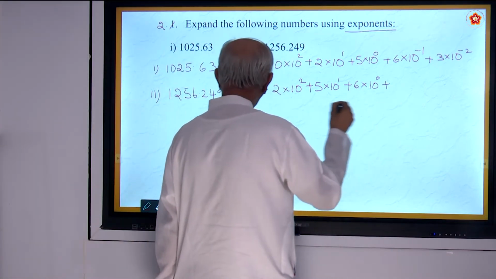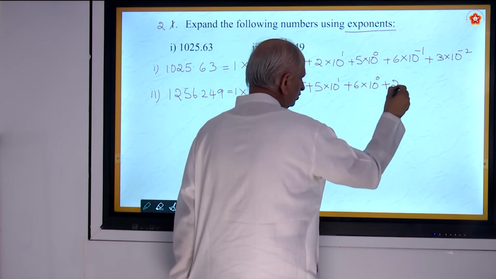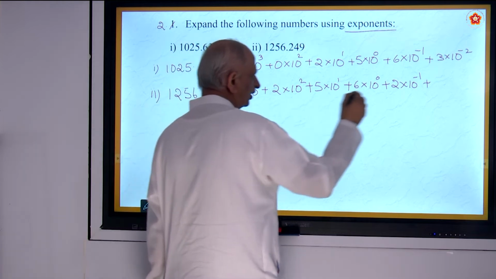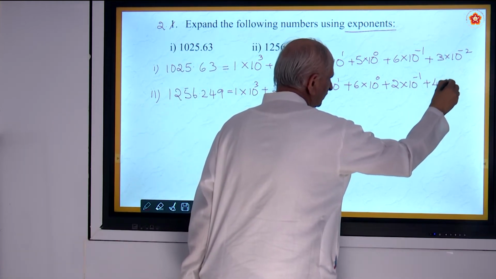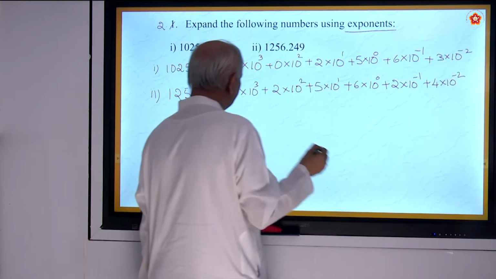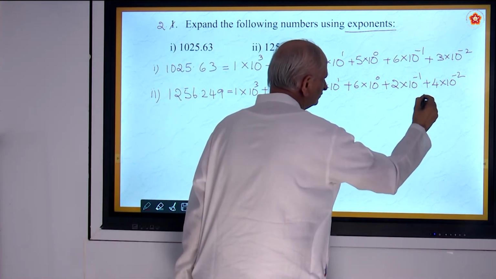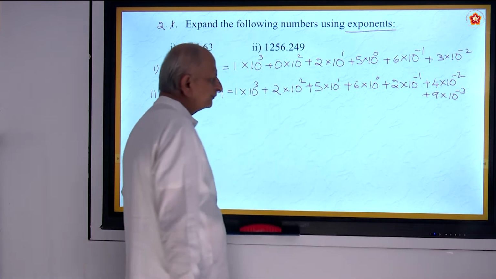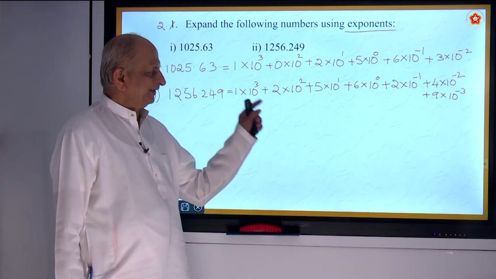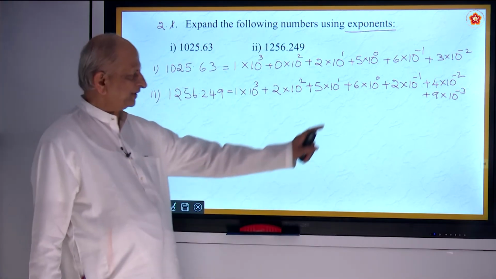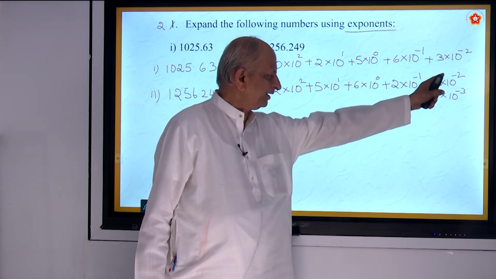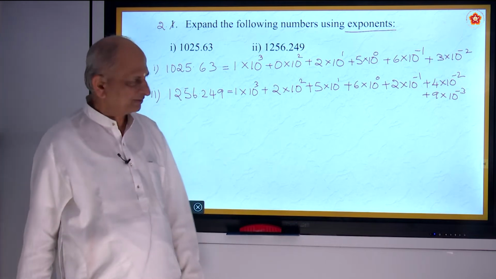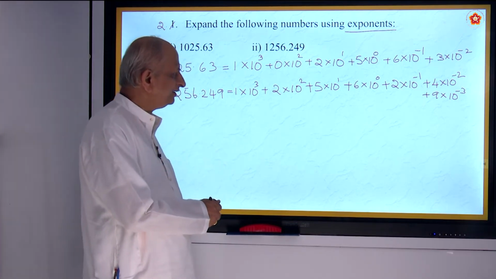Coming to the first decimal, you have 2 into 10 to the power of minus 1. Then you have 4, 10 to the power of minus 2. Lastly, you have 9, 10 to the power of minus 3. All should be in the same line. So, in case of decimals, you must write 10 to the power of minus 1 for the first decimal, 10 to the power of minus 2 for the second decimal, and so on for the third decimal. Understood? Okay, this is the answer for that question.